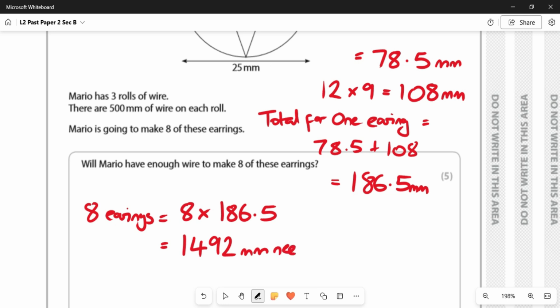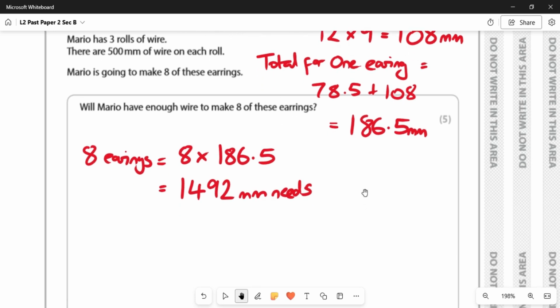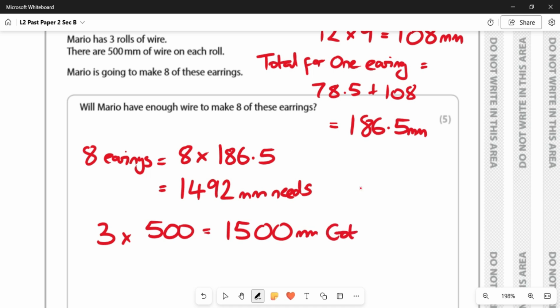I'm going to write that down. What has he got? So he has 3 rolls of wire. There are 500 millimeters of wire on each roll. So let's work out what he's got. 3 times 500. You can probably see where this is going. That's going to give you 1,500 millimeters. Yeah, and that's what he's got.